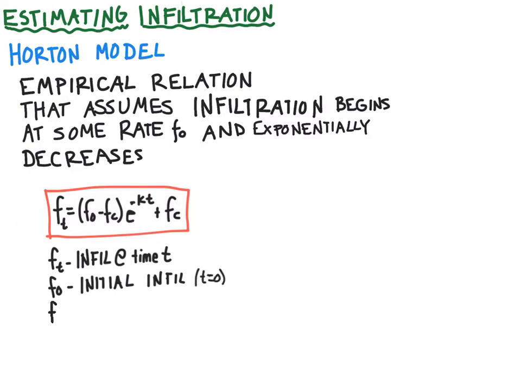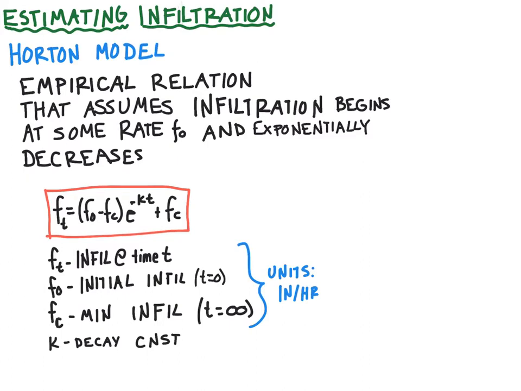F sub C is the minimum infiltration. So this would be the infiltration at some time equals infinity. And K is the decay constant of infiltration. So this is going to be different for every watershed. The units on all of our F's, our infiltration, are inches per hour. And the units on that decay constant are 1/hour.